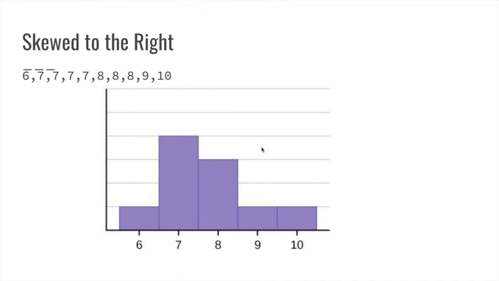Here we have a right skewed distribution. We see that the longer tail is on the right hand side. So on this one, the mean is to the right of the median, and both of those values are going to be to the right of the mode. The mode will still be 7 here.